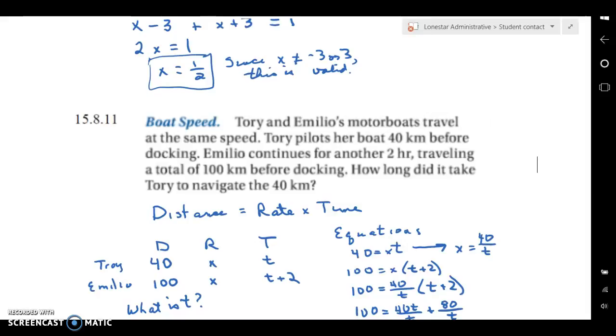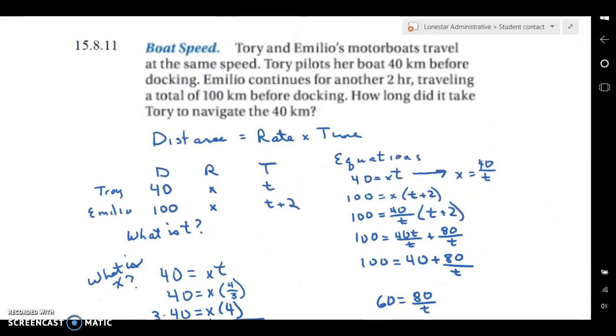Okay, now we are going to use substitution to take care of this x here by saying that if we divide both sides by t, we get x by itself, and x equals 40 over t. So instead of x, we're putting 40 over t here. We get 100 equals 40 over t times t plus 2. Now you could multiply both sides by t to get rid of that t, or you could go ahead and distribute, which we'll do. 100 equals 40 over t times t, or t over 1, is going to be 40t over t, and the t's are going to cancel.